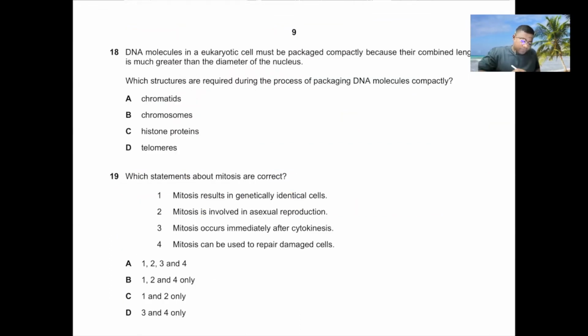Question number 18. DNA molecules in eukaryotic cells must be packed compactly because their combined length is much greater than the diameter of the nucleus. Which structure is required during the process of packaging DNA molecules compactly? Now we know histone proteins are needed to compact DNA molecules very neatly. So telomeres, no. Chromosomes, no. Chromatids, no.